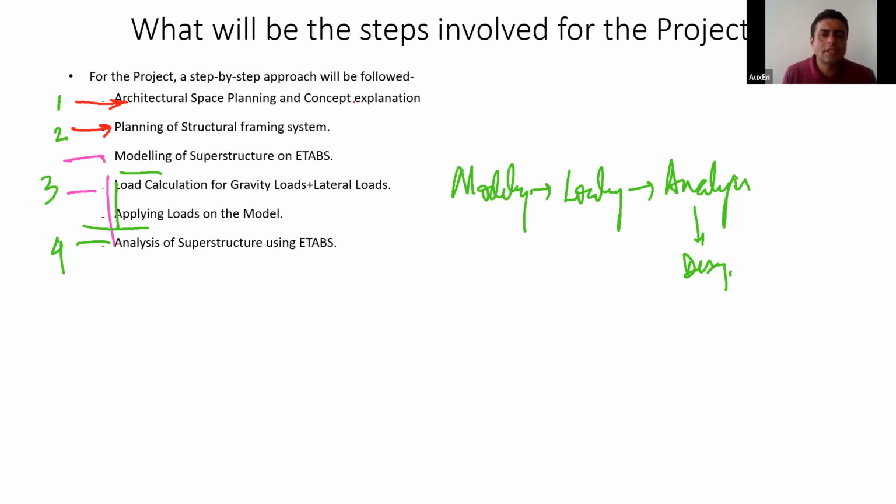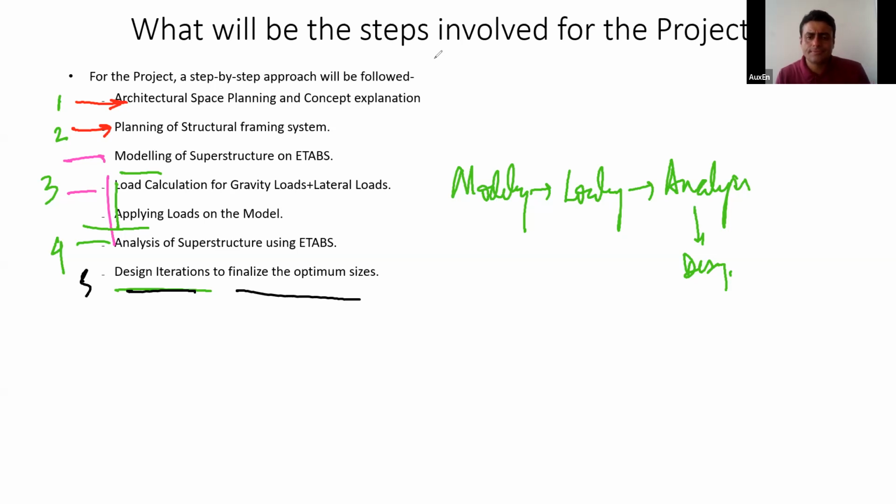So once this analysis is done, then what we will do? So after doing the analysis, then we will do certain design iterations. I will explain later what is the meaning of design iteration. So we'll do design iterations and we will try to finalize the sizes in an optimum manner. So we are designers. We don't want to provide unsafe structure, and we also do not want to provide oversafe structures.